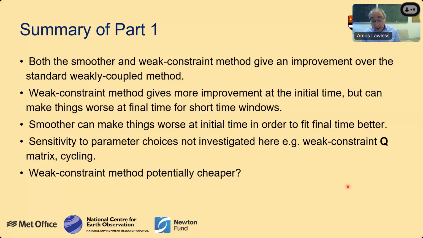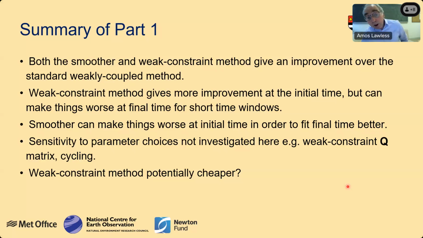The other point to make here is that possibly the weak constraint method, because we're just doing the one minimization, could be potentially cheaper than the smoother method, but that's something we need to look into a bit more. So that's all we've done in the comparison of both methods.